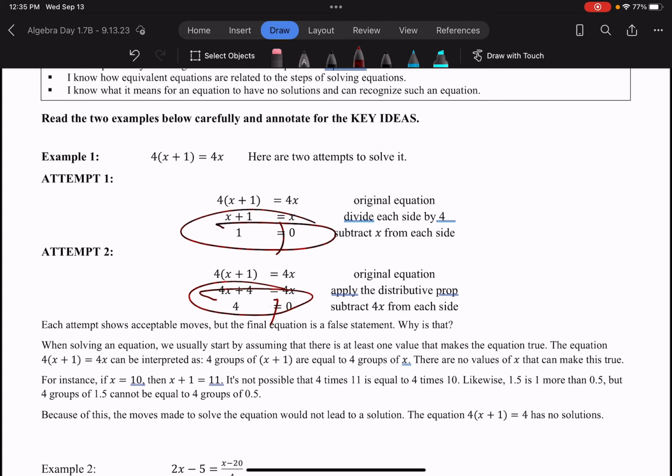Again, this is also true if you end up with saying x equals 4 divided by 0. You somehow end up with a division of 0. This is not going to be true and therefore there is no solution.